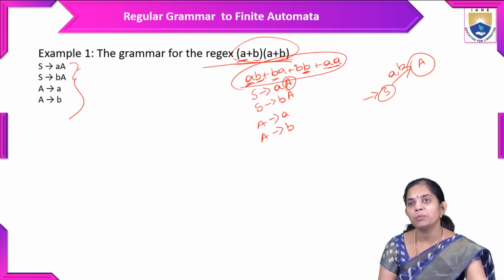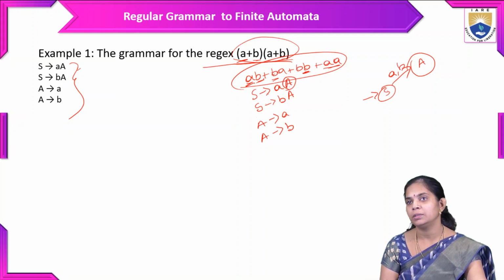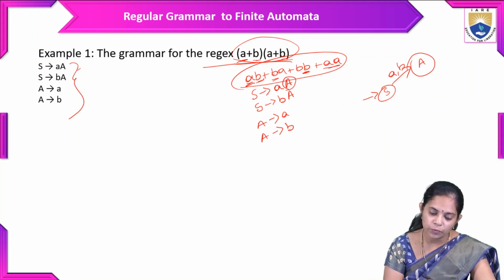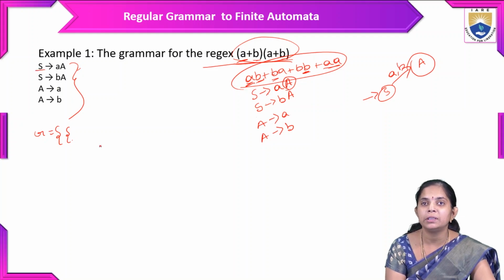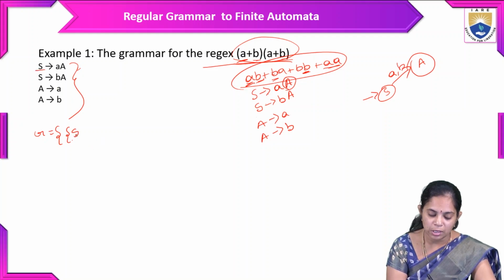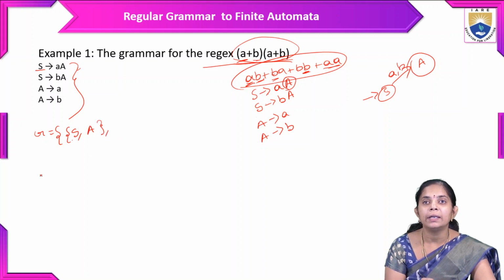And now we will convert this to a finite automata. For this regular grammar, the V values are all capital letters. The variables are S and A, only two variables are there, and the terminal values are a, b.